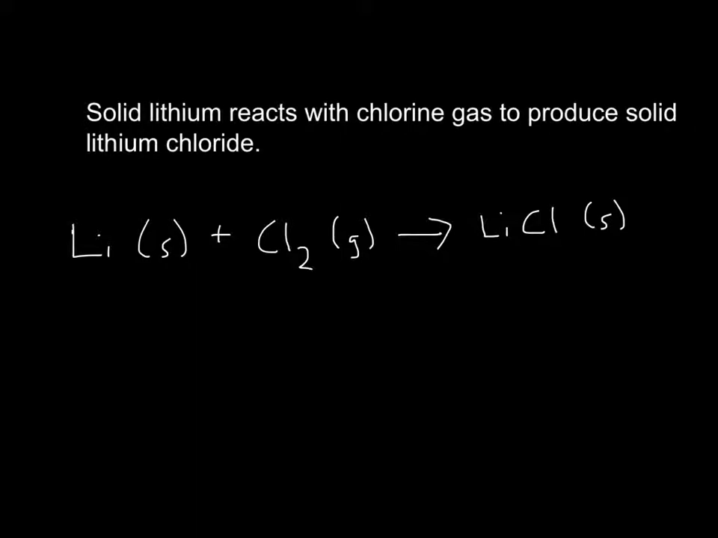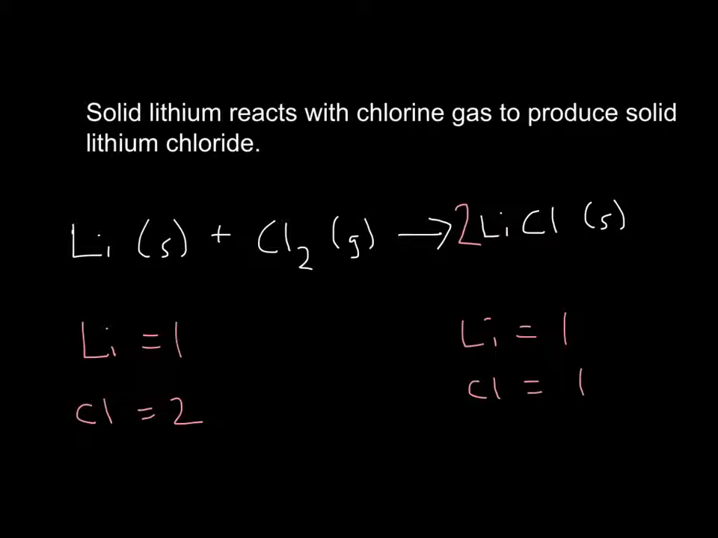But it's not balanced. To balance it, we need to figure out how many of each element we have on each side. On the left side of the equation right now, we have 1 lithium. On the right side of the equation, we have 1. Great, they're balanced. On the left side of the equation, we have 2 chlorine atoms, and on the right side of the equation, we only have 1. To fix that, to get 2 chlorine atoms on the right, we need to add a coefficient.